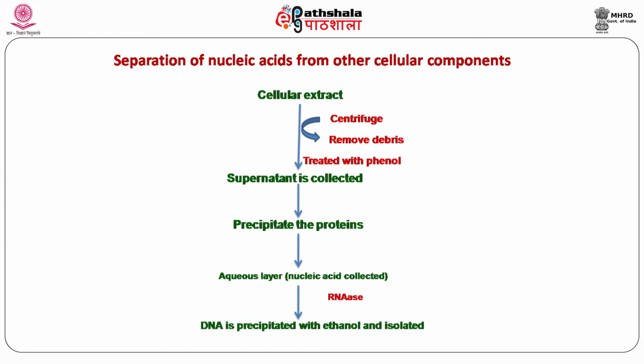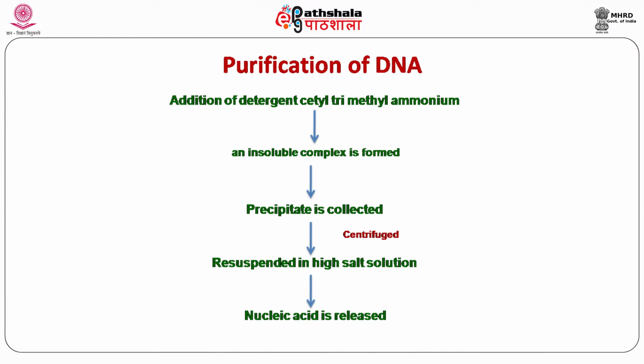So how do you purify this? Basically, there are two methods. In the first method, a detergent called cetyl trimethyl ammonium is added. This forms an insoluble complex. Of course, this is subjected to further centrifugation and the precipitate is collected. This is resuspended in high salt solution, thereby releasing the nucleic acids. The second method is based on the principle of binding between the DNA and silica particles in the presence of a denaturing agent, namely guanidinium thiocyanate, and of course alternatively you can use column chromatography also.